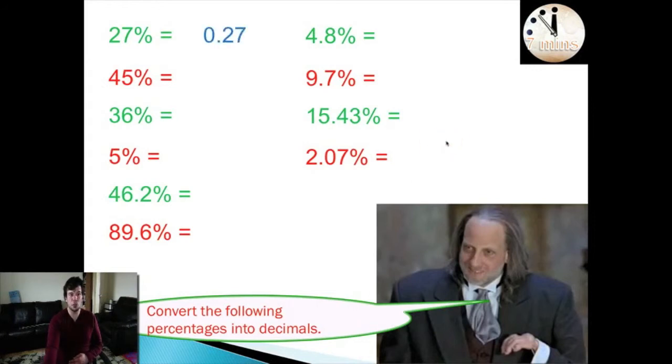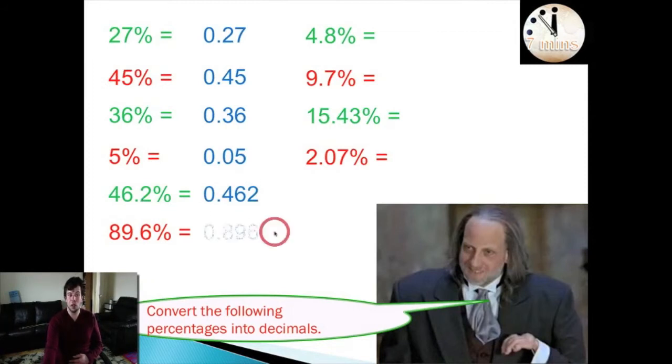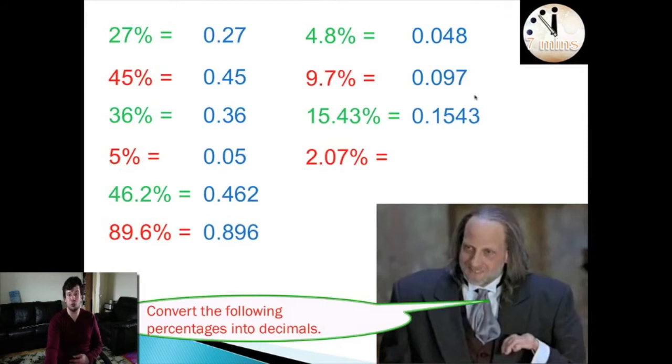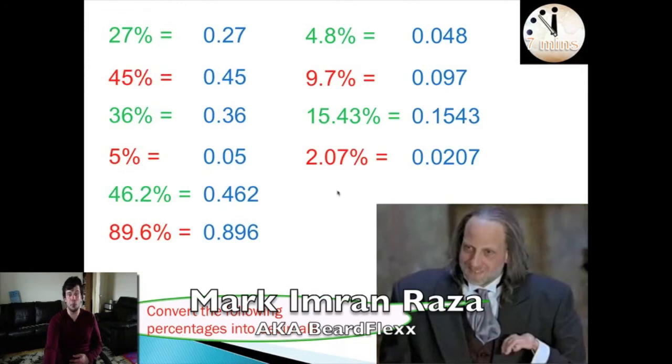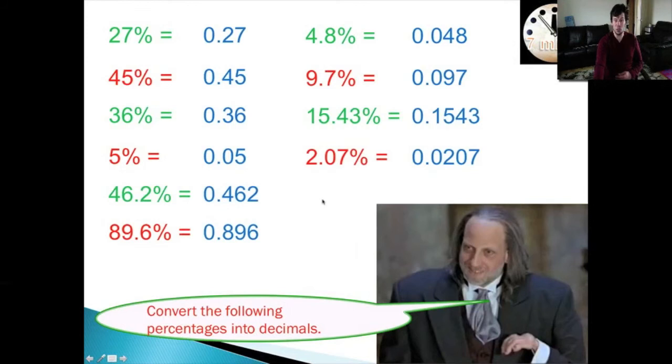27% converts to 0.27, and then the answers read as follows: 0.45, 0.36. 5% is the same as 0.5%, so 0.05. 0.462. Don't be phased that there are more decimal digits. 0.896. Remember, 4.8% is 0.048. 0.097. 0.1543. 0.0207. It's 02.07%. I hope you got these answers correct.